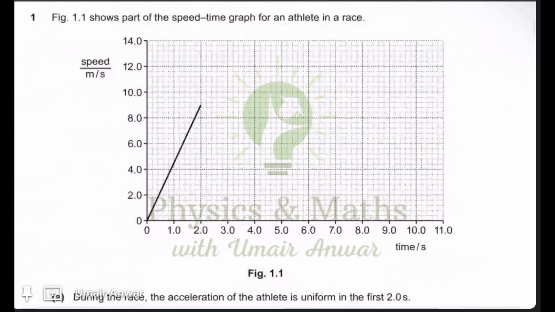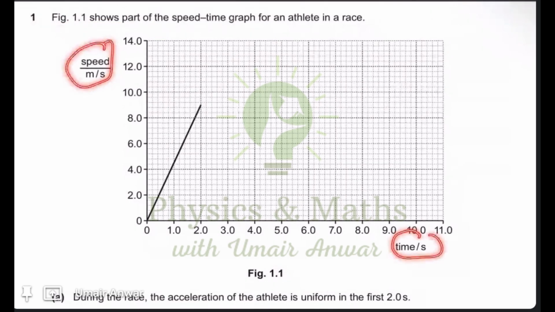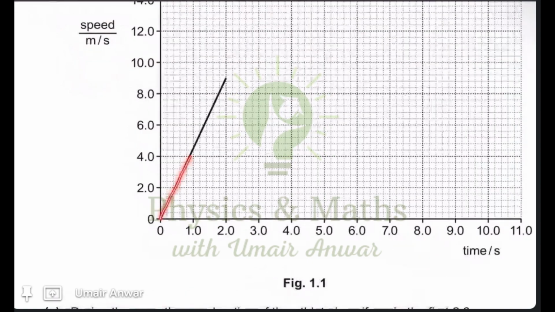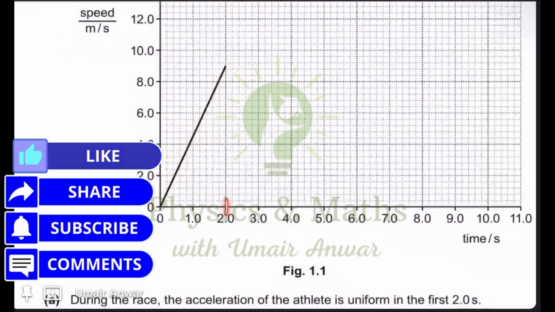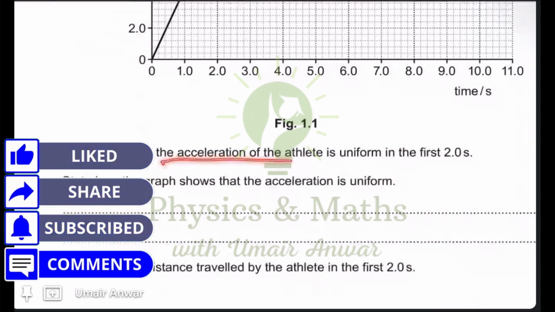Question number 1, it is related to kinematics. The question says figure 1.1 shows part of the speed time graph for an athlete in a race. This is the speed time graph. Speed is here on the y-axis, time is on the x-axis, and a portion of the graph is made over here. It is a straight line till the time 2 seconds. During the race, the acceleration of the athlete is uniform in the first 2 seconds.